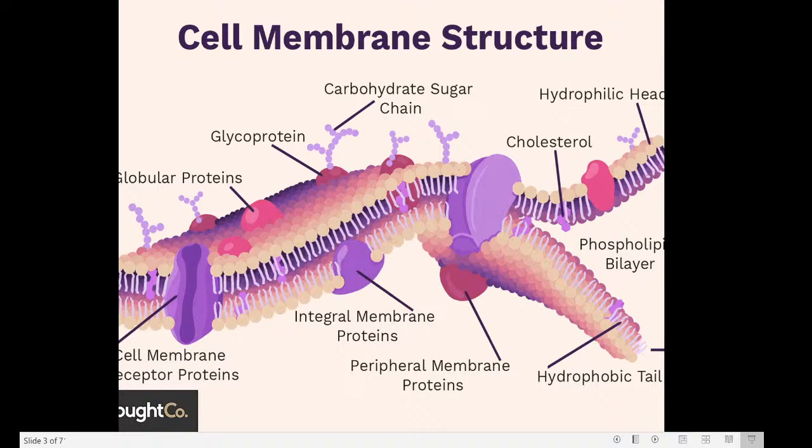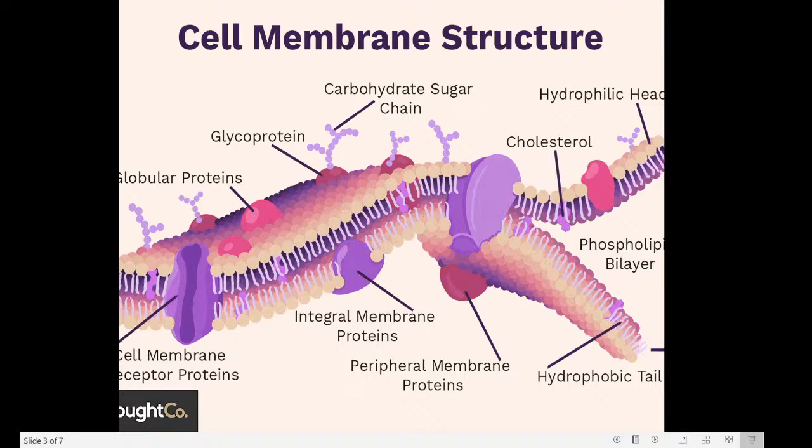Why are those proteins needed in the cell membrane? They are the signal channels. The cell membrane also has carbohydrate sugar chains and cholesterol. So we say that the membrane has polysaccharides, which are carbohydrate sugar chains. For understanding, the cholesterols are present inside the phospholipid bilayer, and carbohydrates are present over the phospholipid bilayer.